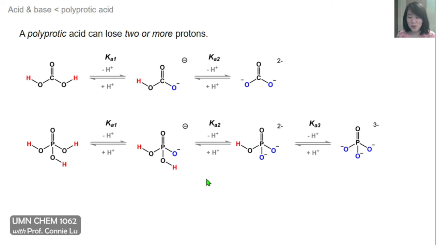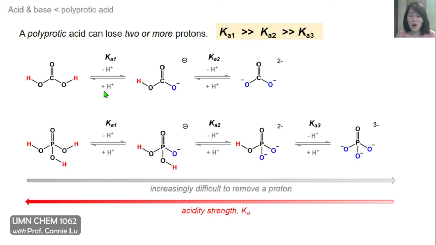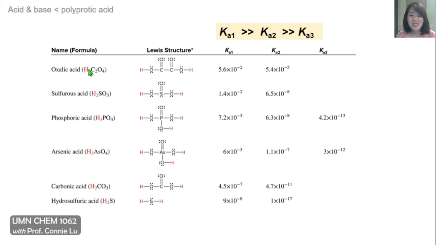Because as you lose protons, you gain negative charges, and charges are typically considered bad for a molecule, it becomes increasingly difficult to remove those additional protons. In all these polyprotic acids, Ka1 will by far be larger than Ka2, which will also be in turn larger than Ka3. To give you more specific values, here's a list of some polyprotic acids and the different Ka values. So Ka1 in the first column, then Ka2, and then for the triprotic acids, here are Ka3.